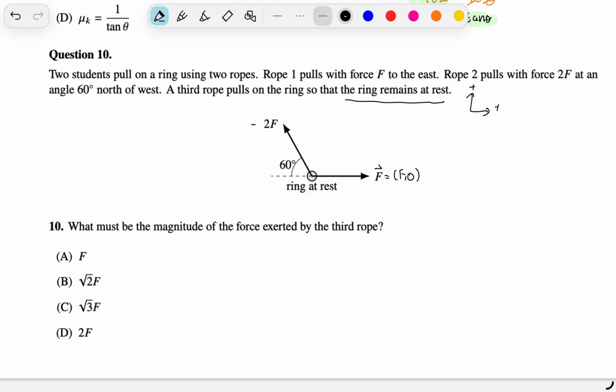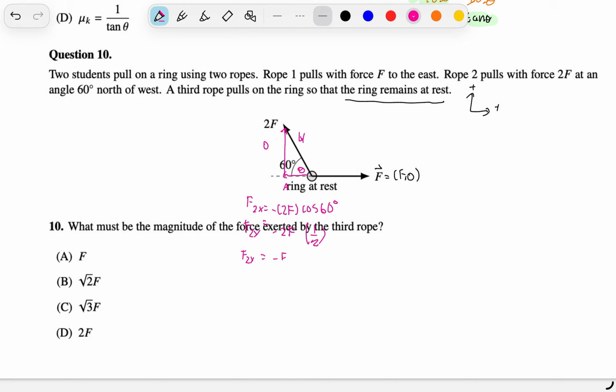Now for this second one, we have 2F, and then this is 60 degrees north of west. So if the x component is to the west, we can actually break this up. We have F2x. This would be negative 2F times cosine the angle of 60 degrees. So that would be theta, right? So this is your adjacent, that's your hypotenuse. This is your opposite. Now, cosine of 60 is 1/2. So this is negative 2F times 1/2, and you get negative F is equal to F2x.